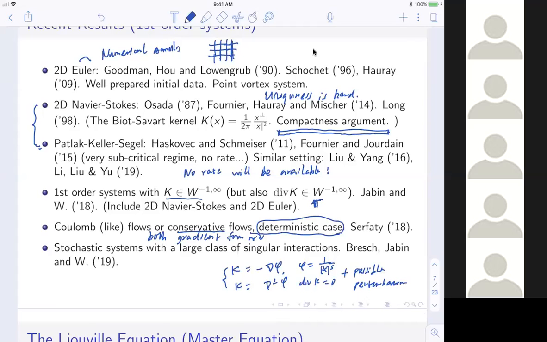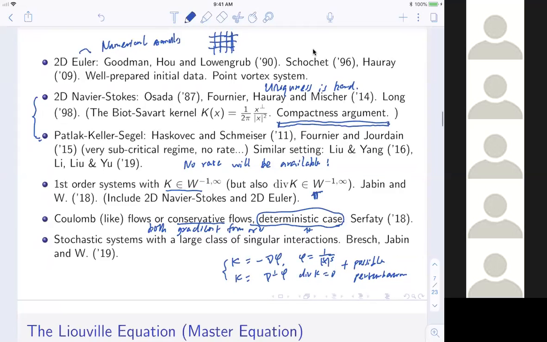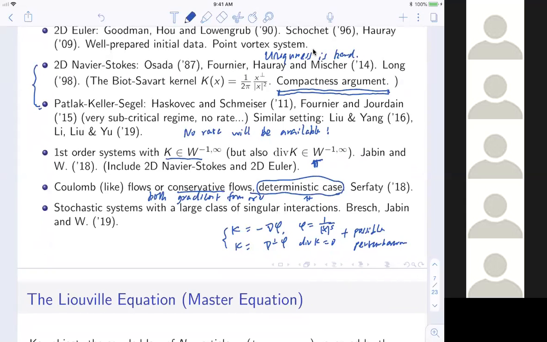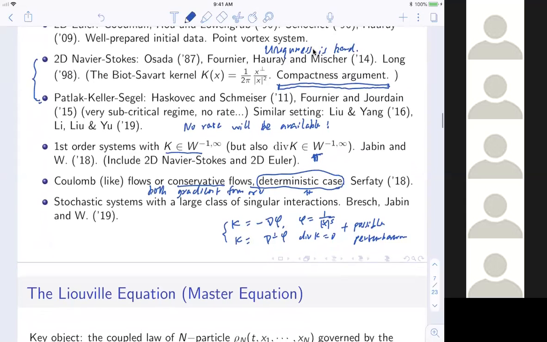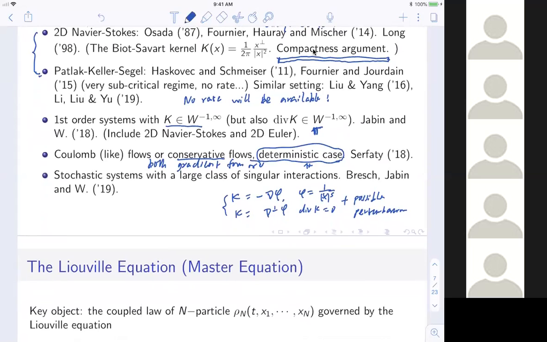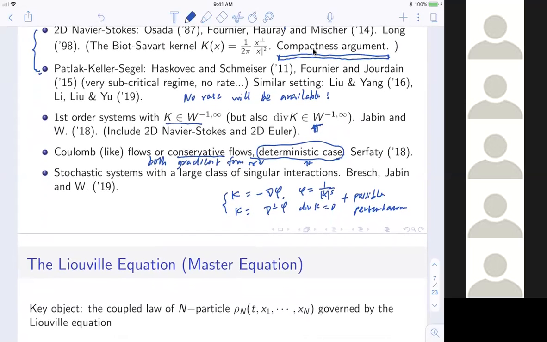Okay, but those are for deterministic cases. If you add noise, those results will be destroyed. In mean field limit problems, if you have noise, the problem becomes difficult, right? It's counterintuitive. Most people thought it would be easier if you have noise. Actually, it's not true. So later is our recent result.